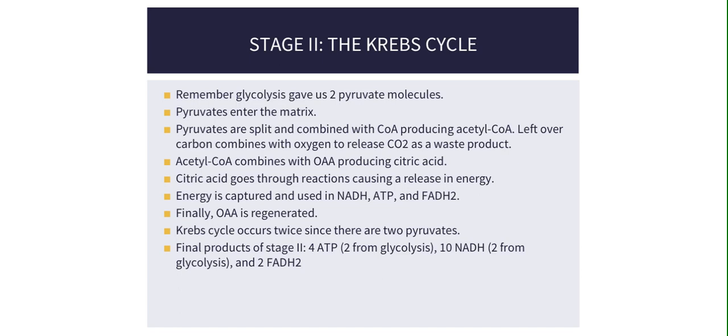So there are a few things going on. Pyruvate splits, both of them will split in the process, and it repeats a couple of times. But pyruvate splits, it combines with CoA, producing acetyl-CoA. What you have left over is carbon that combines with oxygen to release CO2 as a waste product. So again, that all happens before the Krebs cycle actually begins.